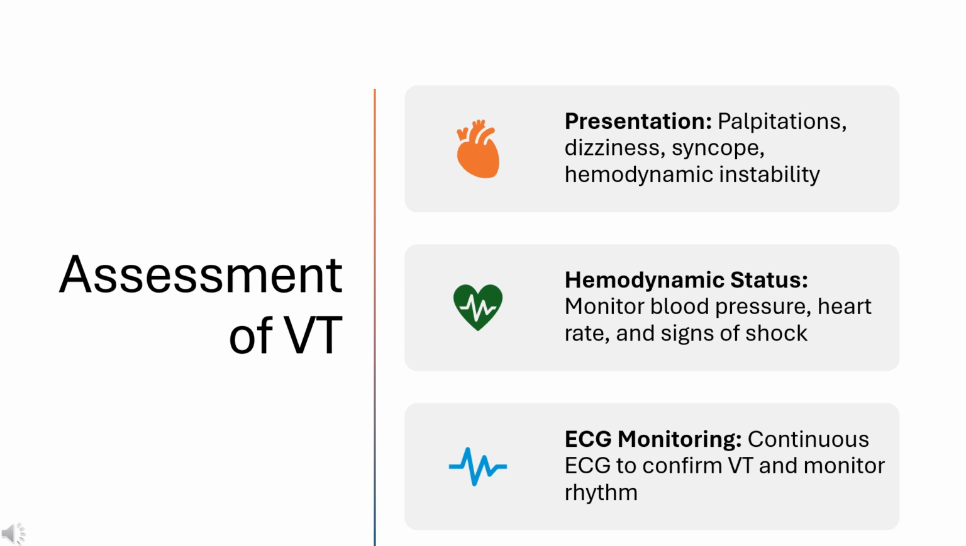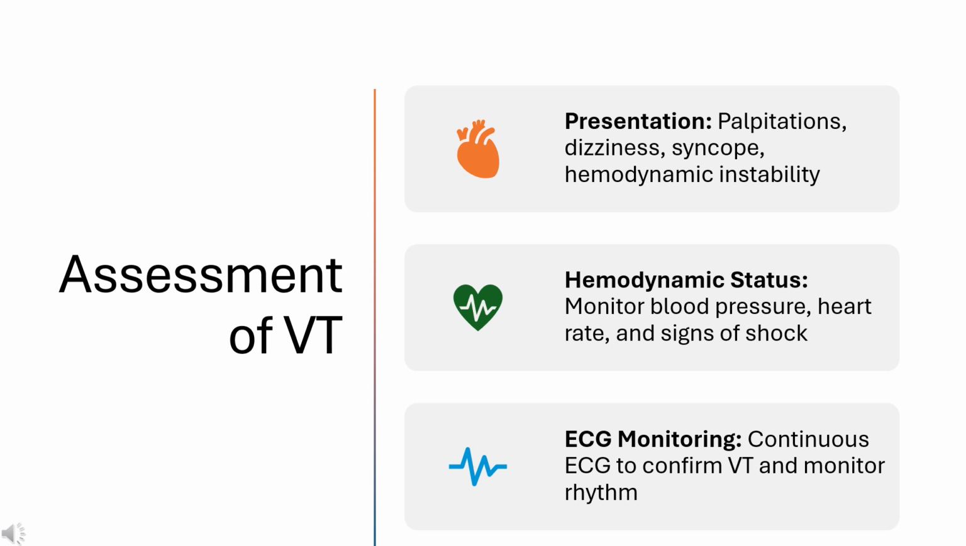Regularly analyze rhythm strips to detect any changes in the pattern or rate of VT. Any transition from VT to a more unstable rhythm, such as ventricular fibrillation, should prompt immediate action. Document any episodes of VT, noting the duration, rate, and any associated symptoms the patient experiences during the episode.